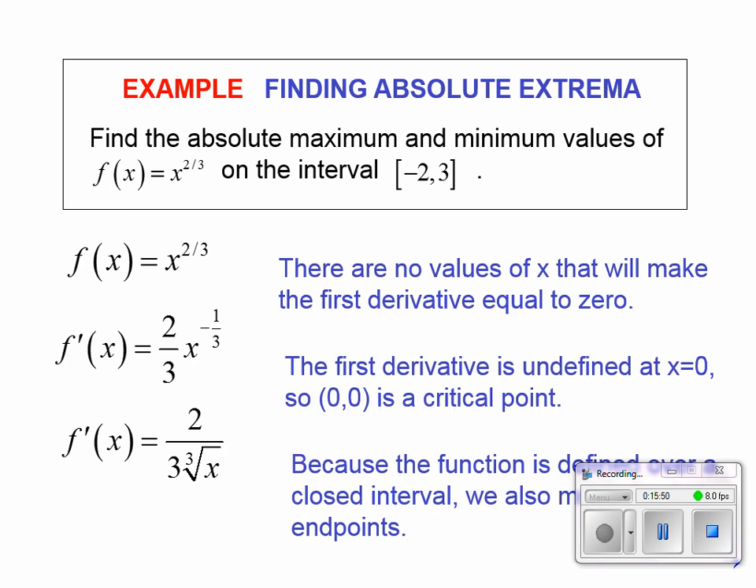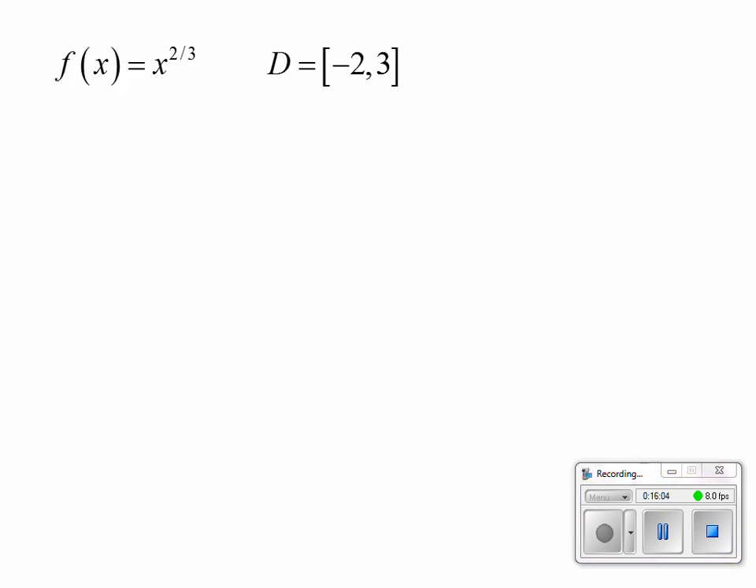Now we're going to have to get the y coordinate there. To get the y coordinate, you plug it into the original, and 0 to the 2/3 is 0. Now we're going to check out the y's at the endpoints. So if you plug negative 2 into the function, negative 2 to the 2/3, how do you do something like that?